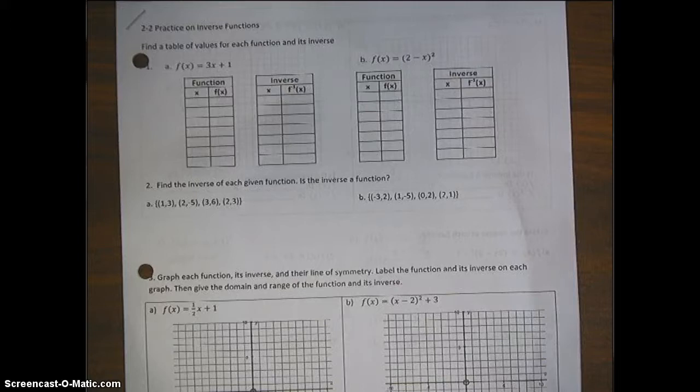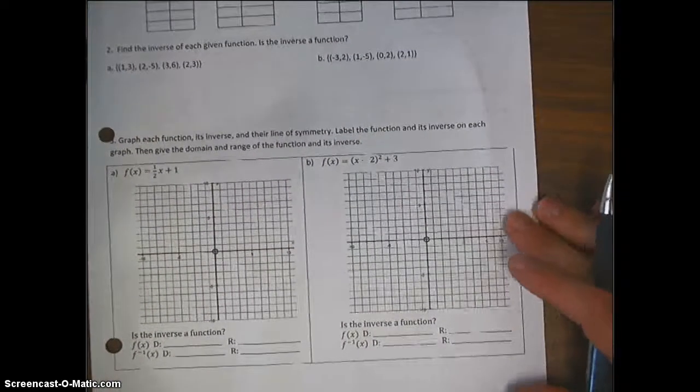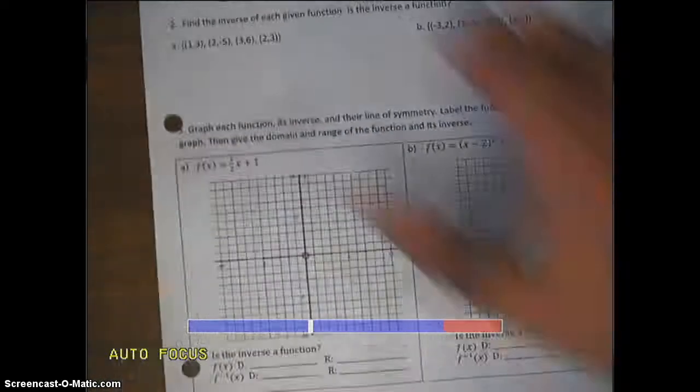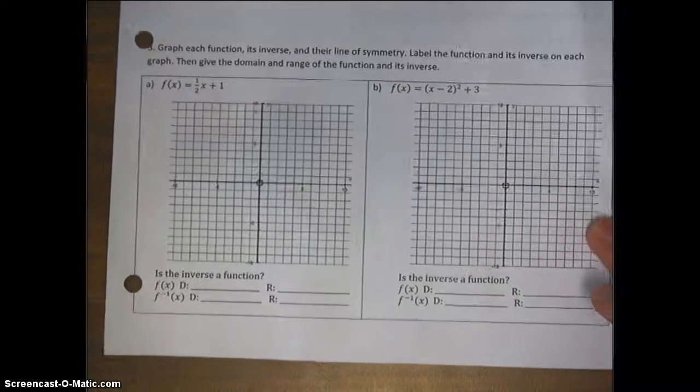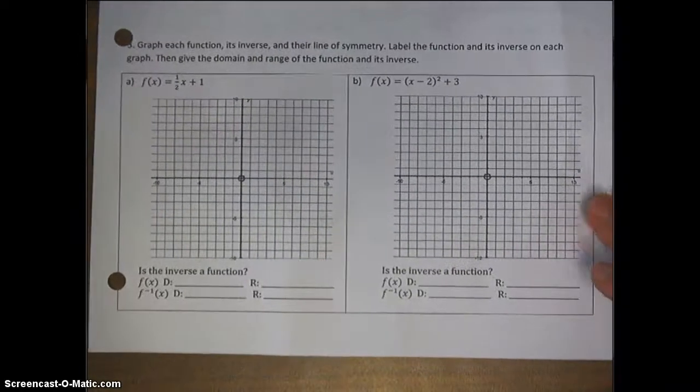The two things we did in class were finding and graphing inverses, and also proving that two functions are inverses. So I just want to show you a couple of things here. At the bottom of this page, it says graph each function, its inverse, their line of symmetry, label the function and its inverse on each graph, then give the domain and range of the function and its inverse.